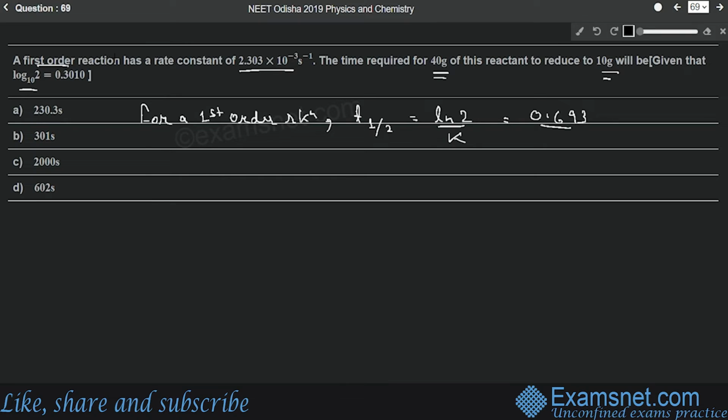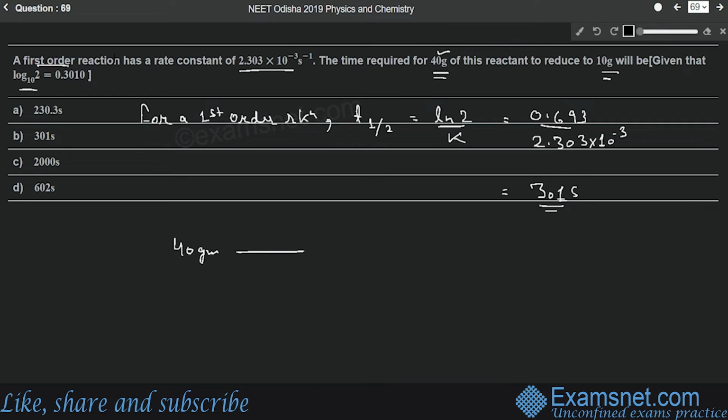So that is given as 2.303 into 10 to the power minus 3. So on solving this, we'll get 301 second. So this is the half life. Okay. Now we have to find out the time required for 40 gram of this reactant to reduce to 10 grams. So suppose we have 40 grams.